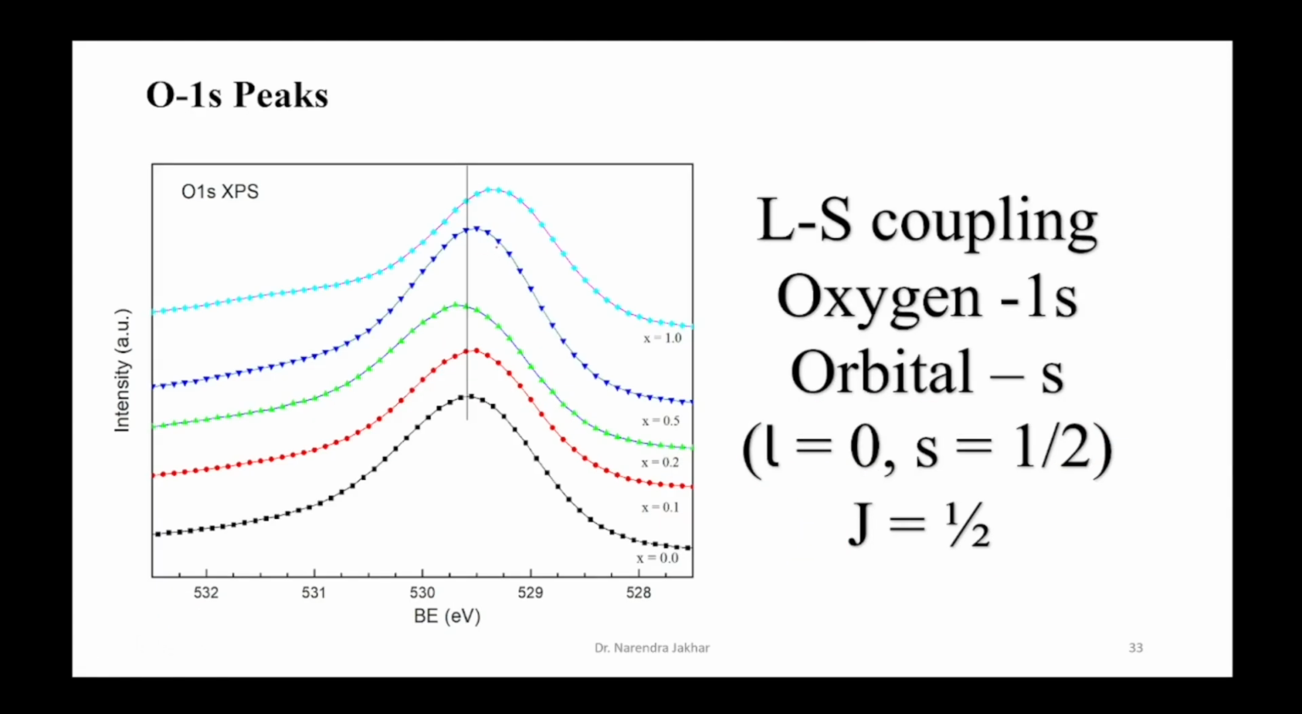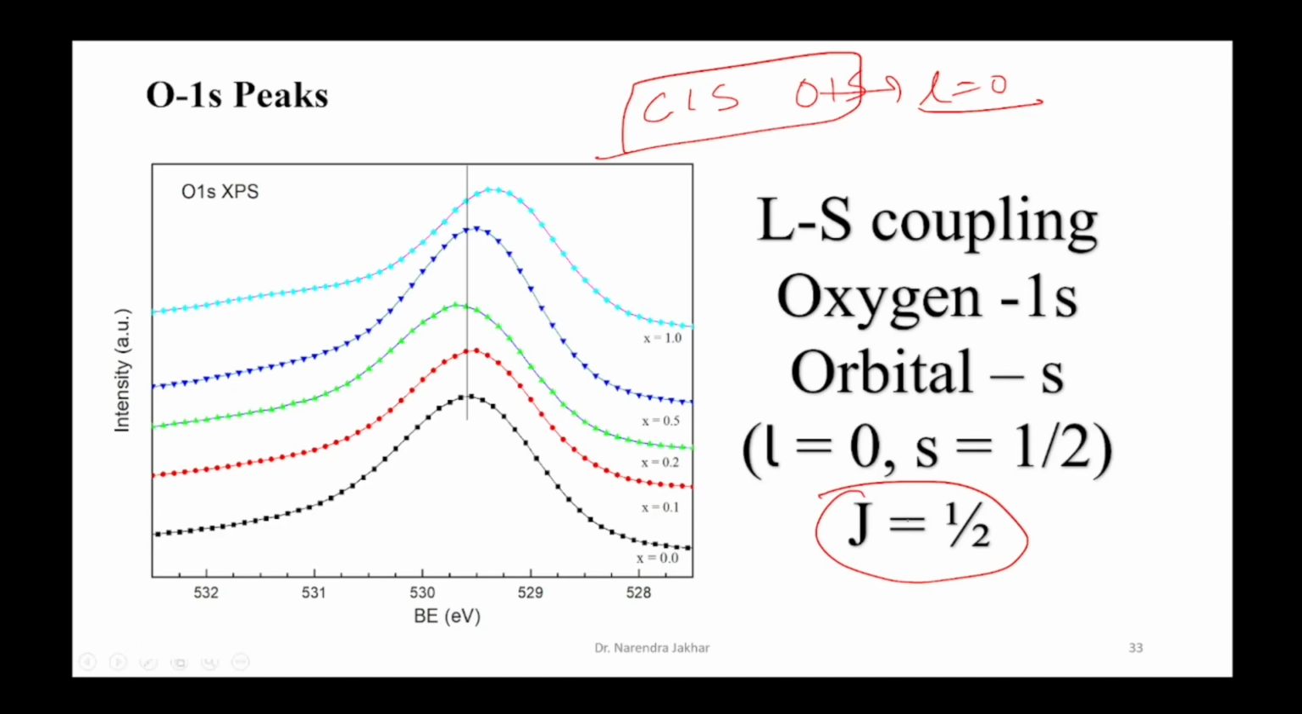These are the oxygen peaks. I already discussed that the C 1s peak and the O 1s peak, since an s electron has l equal to 0, are single peaks. With l equal to 0 and s equal to 1/2, the only possible j value is 1/2, so a single peak is there for all the oxygen peaks. And these are the four different concentrations of Ca2+, 0.2, 0.5, 1.0, on an increasing binding energy scale. On the y-axis is intensity in arbitrary units, AU, so we are only interested in values relative to one another.